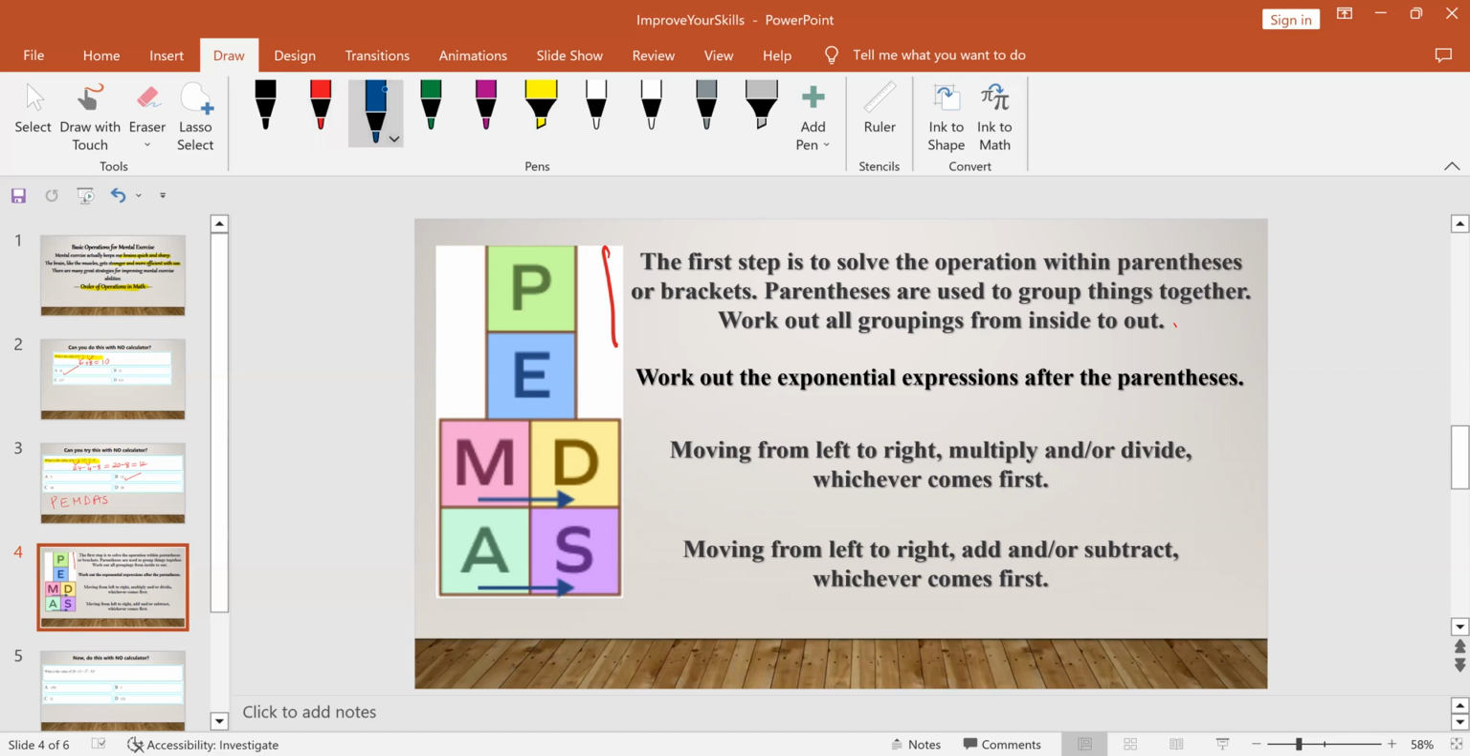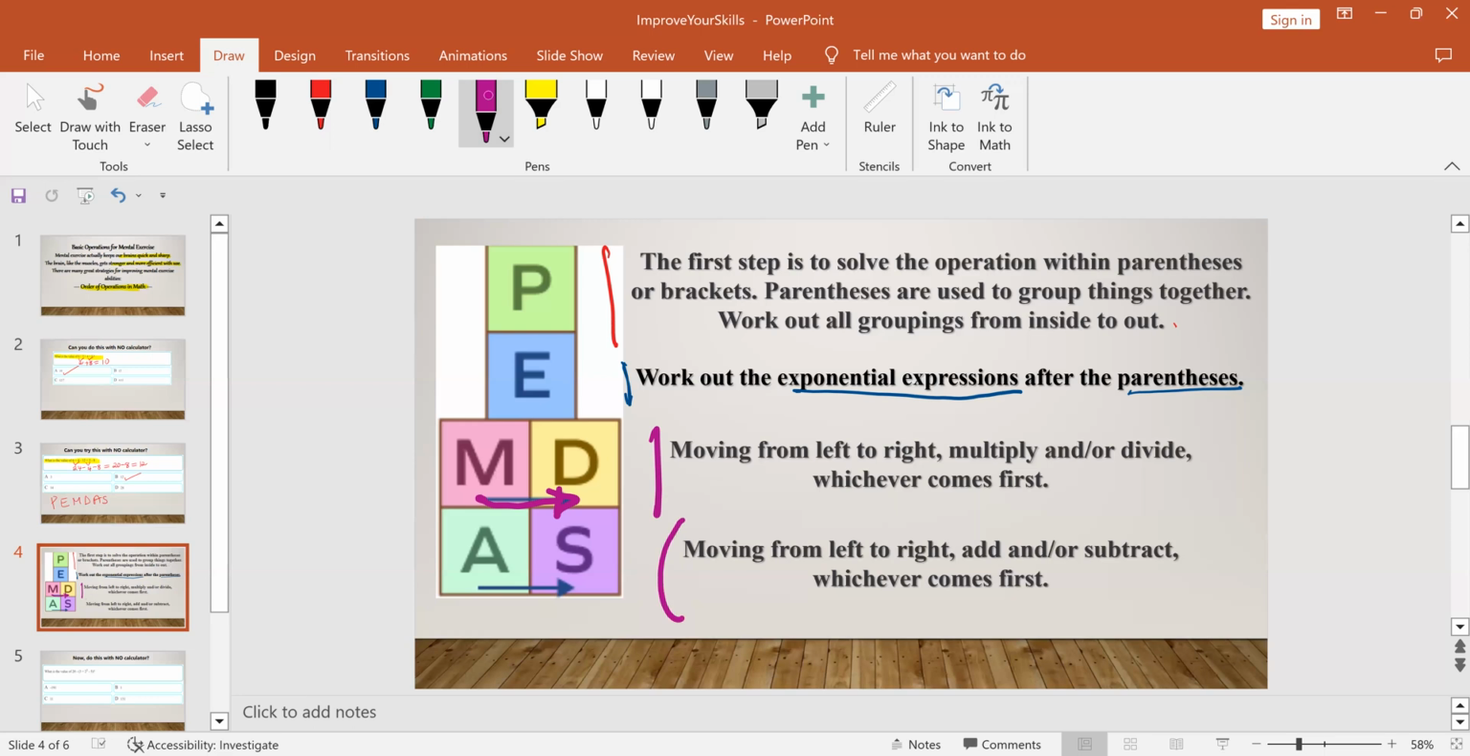The next one, that is E, which represents exponents. So work out the exponent expressions after the parentheses. The next one, you have M as multiplication and D as division. But the thing is this, moving from left to right, that's why we have this arrow. Multiply and or divide, whichever comes first. So if the multiplication comes before division, you do multiplication. But if the division comes before multiplication, you do division.